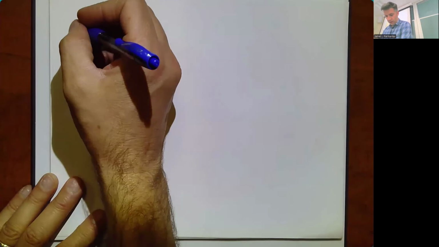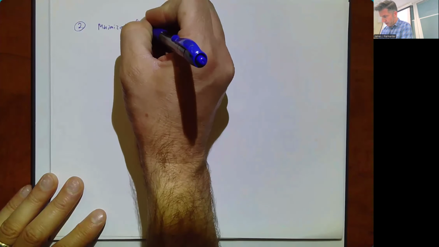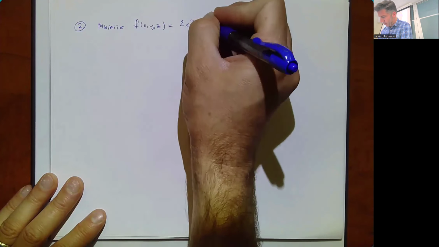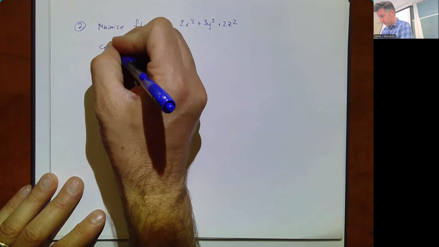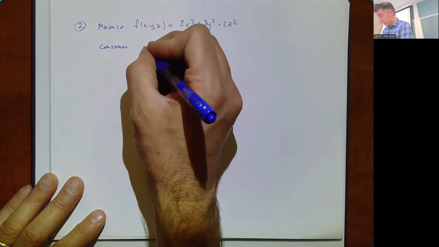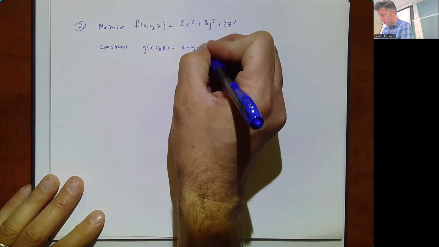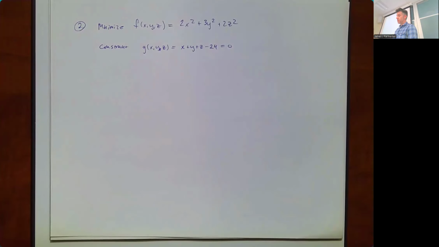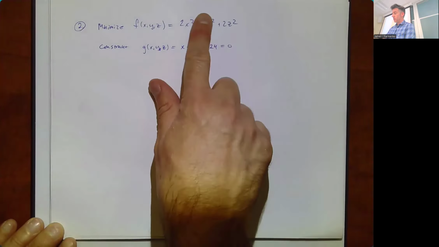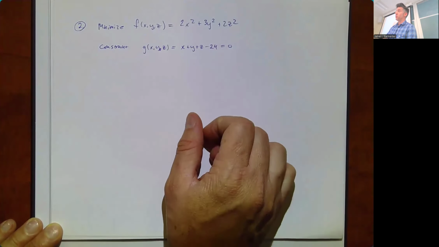Let's say we want to deal with the following. So here's one where they're just giving it to us. We're told to minimize f of x, y, z equal to 2x squared plus 3y squared plus 2z squared with the constraint of, and I'm going to write g of x, y, z, even though they have not written this in the textbook, equal to x plus y plus z minus 24 equal to 0. Or in other words, minimize this function, and the point that we're going to find has to be on this plane, x plus y plus z equal to 24.